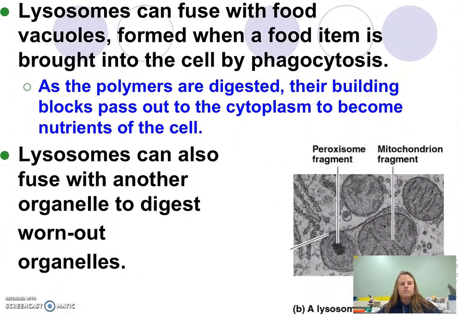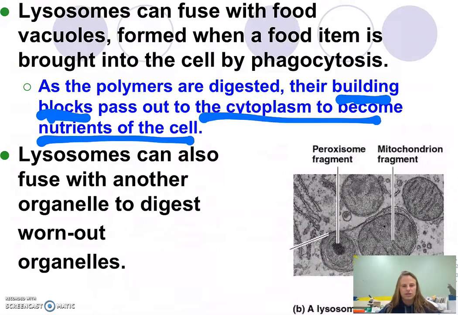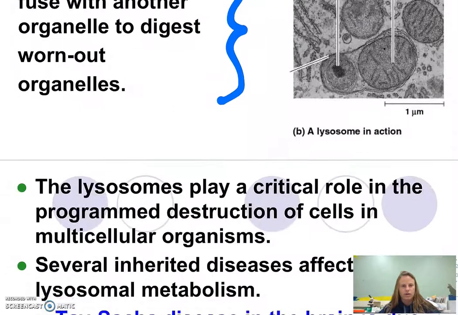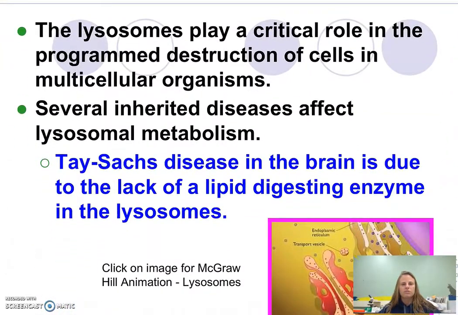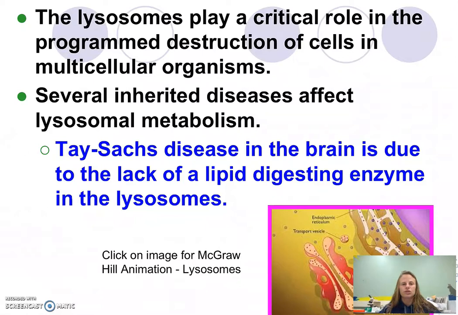The lysosomes then fuse with food vacuoles that enter the cell via phagocytosis, and as the lysosome digests the polymers, the building blocks, the monomers, the amino acids for example when we're talking about proteins, pass out of the cytoplasm and become nutrients of the cell. And like we already mentioned, lysosomes can also fuse with another organelle to digest worn out organelles. Therefore, the lysosomes play a critical role in the programmed destruction of cells in multicellular organisms.